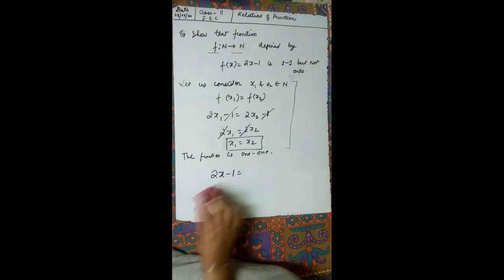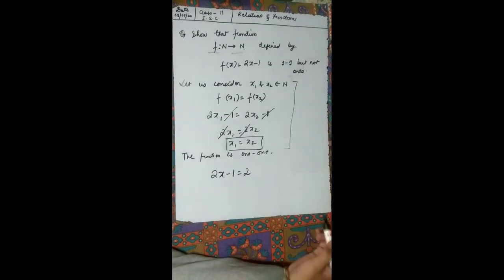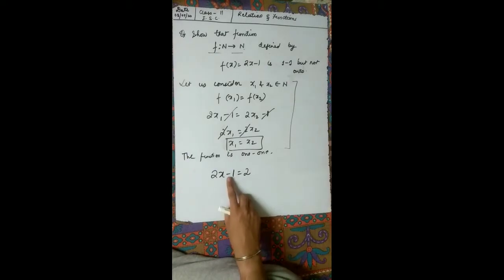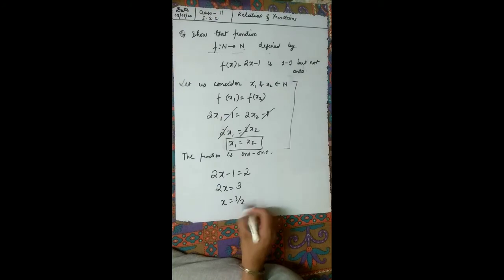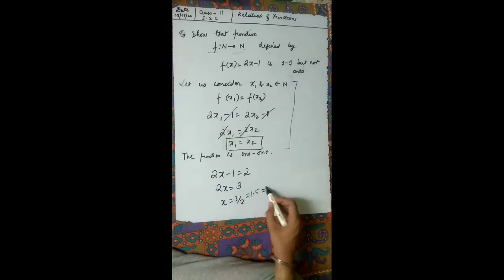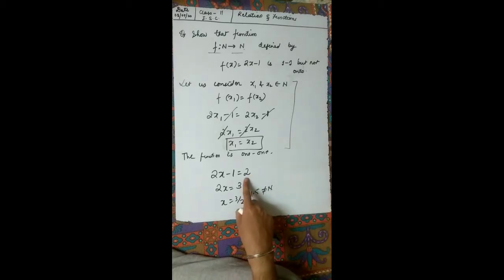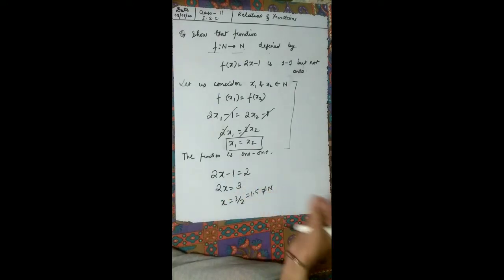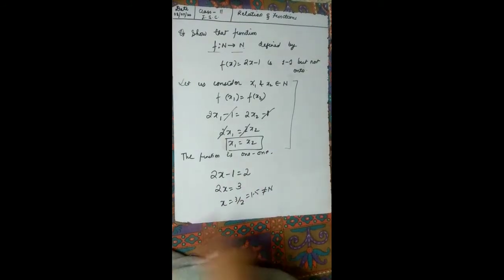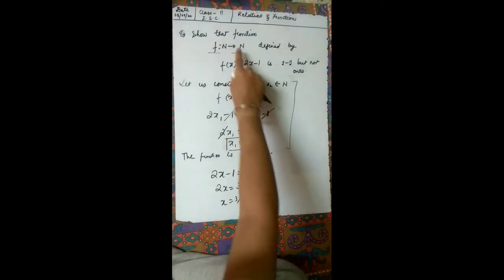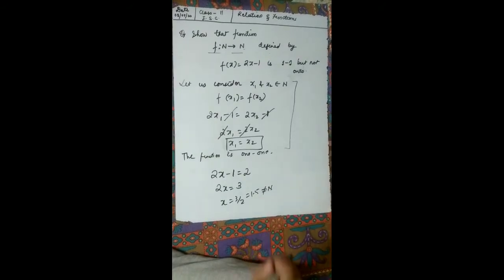Now let me take 2. Okay, so what I'm getting, just see, take 1 that side, so 2 plus 1, 3. I'm getting x is equal to 3 by 2, which is 1.5, which is not a natural number. Alright, that means if I take 2, this image does not have any element in the domain. That is why it is coming 1.5, which is not in our domain. Hence this is not onto, and you will write this reason.